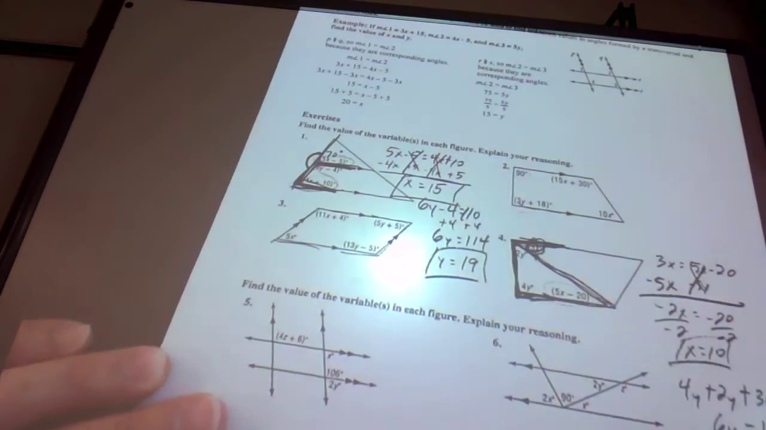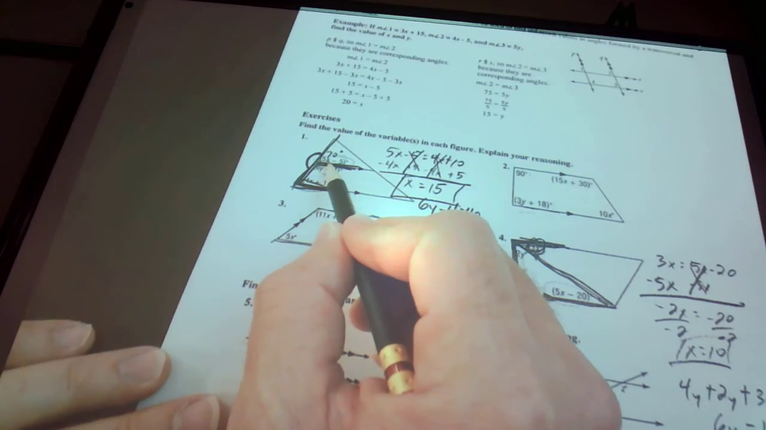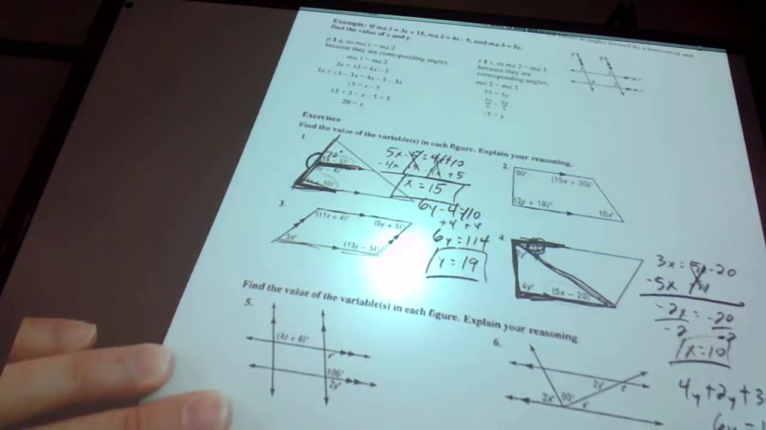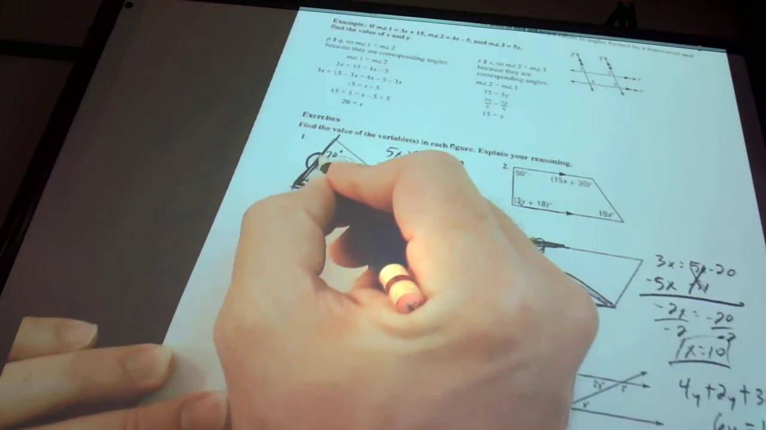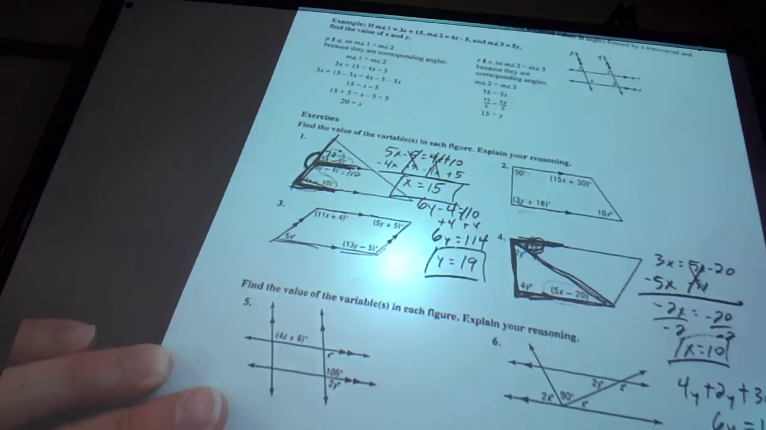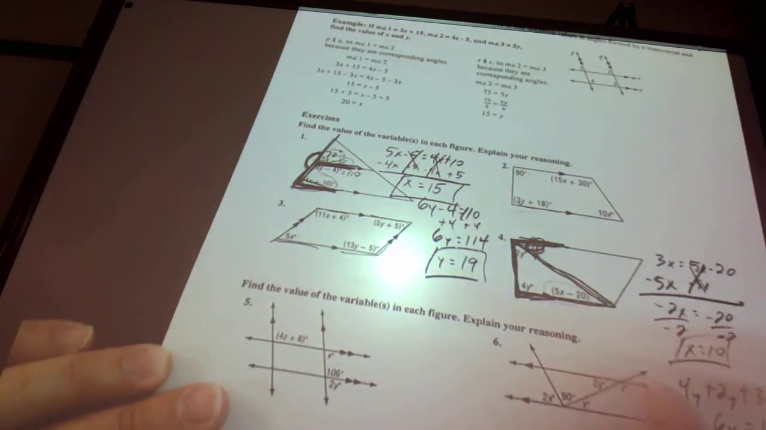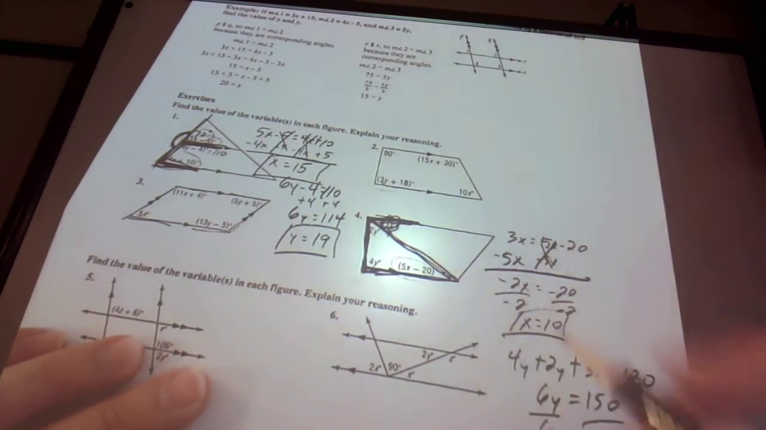By the way, we're just finding the value of the variables. If X is 15, I can plug it back in. 5 times 15 is 75. 75 minus 5 is 70. So I now know I've got a linear pair right here. This part is 70, so this part's 110. So I did 6y minus 4 equals 110. We get y equals 19. Pretty simple.